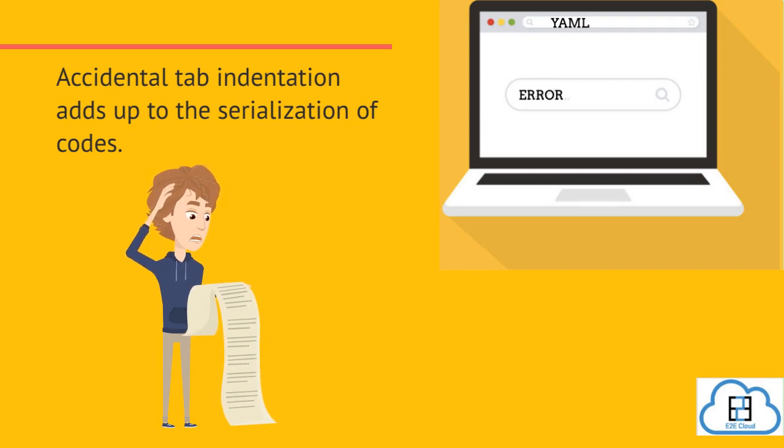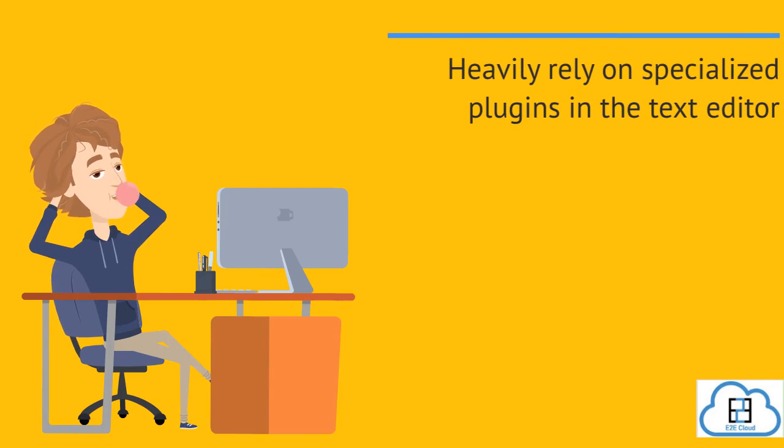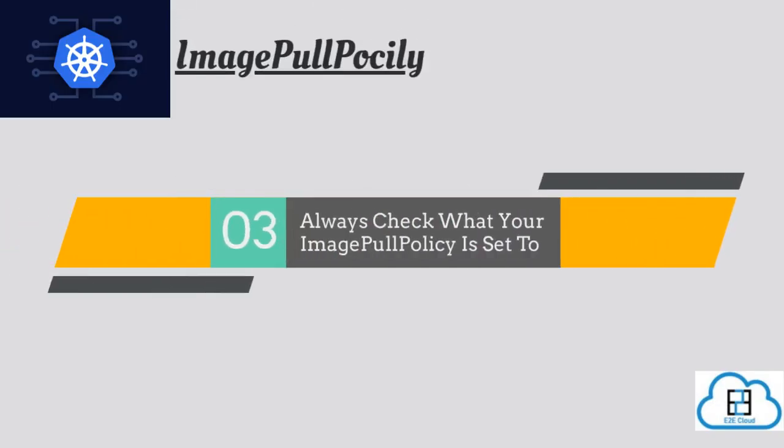This results in the code being complex to debug and inspect, as most of the scanning tools only point out errors in code logic. To create valid YAML configuration files, you will need to heavily rely on specialized plugins and the text editor. Third, setting ImagePullPolicy to always.